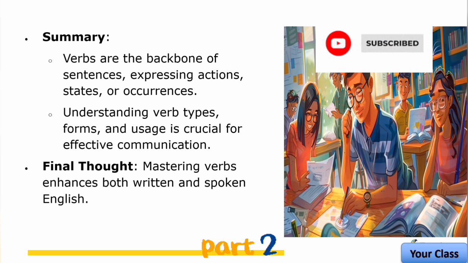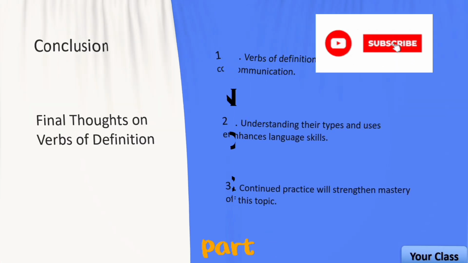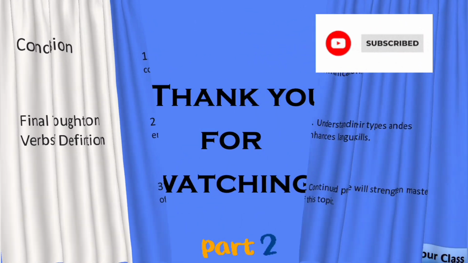Now that we have explored verbs in detail, it's time for a quick summary. Here is what we have learned today. Verbs are the backbone of sentences, expressing actions, states, or occurrences. Understanding verb types, forms, and usage is crucial for effective communication. Final thought: mastering verbs enhances both written and spoken English. I hope you found this lesson on verbs helpful and that you are ready to practice what you have learned.